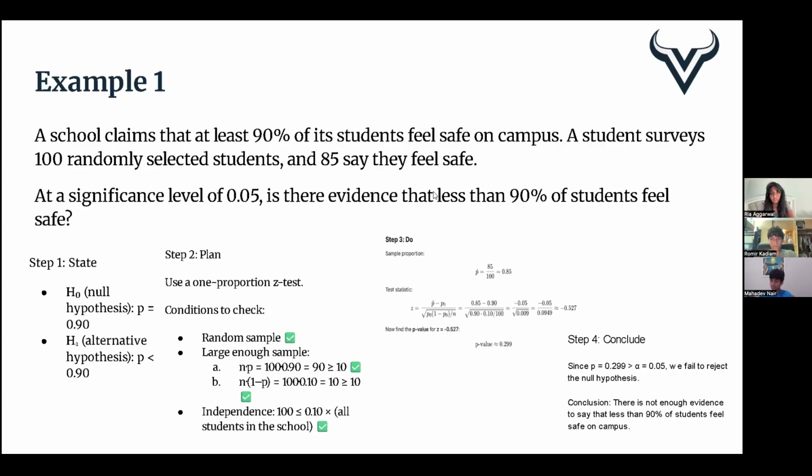So now we can conclude using our p-value and compare it to the significance level. At a 5% significance level, our p-value is 0.229, which means that the data does not provide enough evidence to reject the null hypothesis. So we fail to reject the null hypothesis and conclude that there isn't strong enough evidence that fewer than 90% of students feel safe on campus.